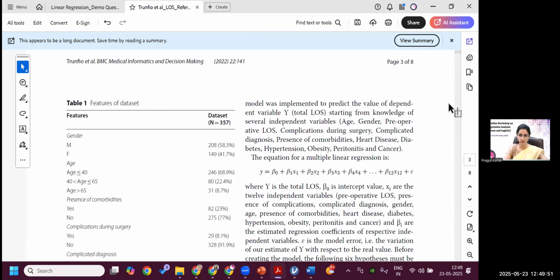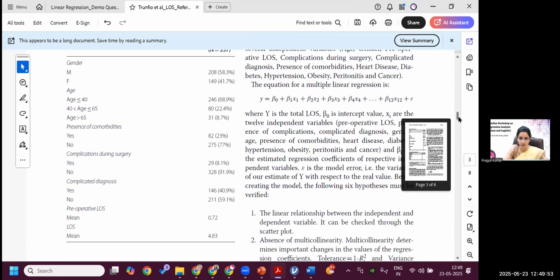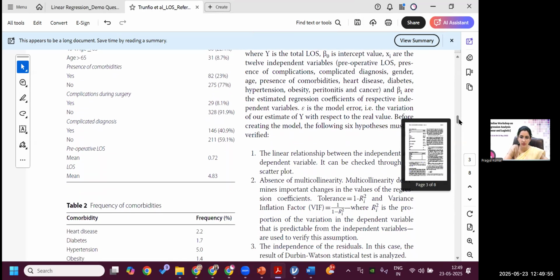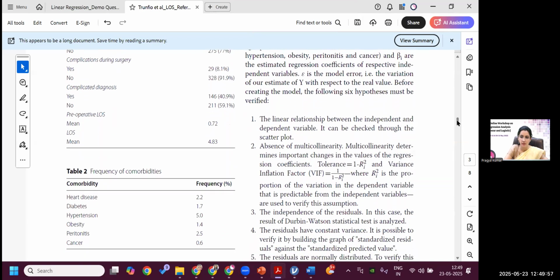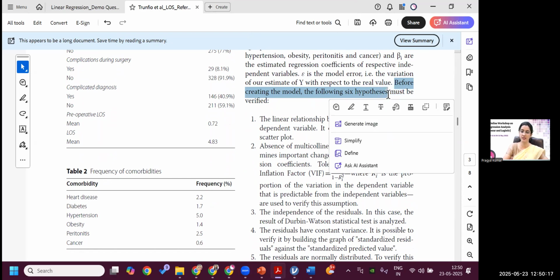Now, if I go down, they have written all these. The basic aim was again to show how a multiple regression is written. You can see what they have written: before creating a model, following 6 hypotheses must be verified. They have written hypothesis, but it's the assumptions basically.